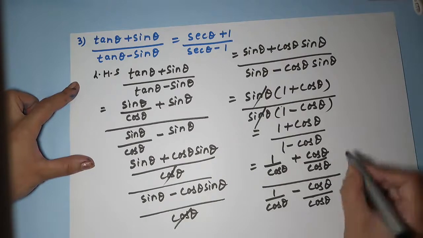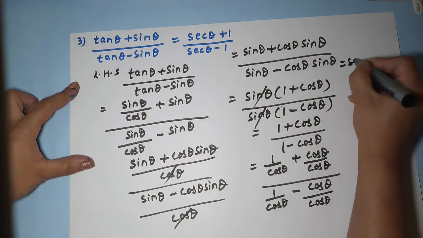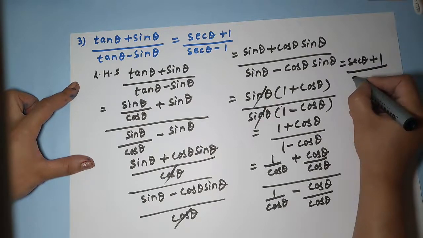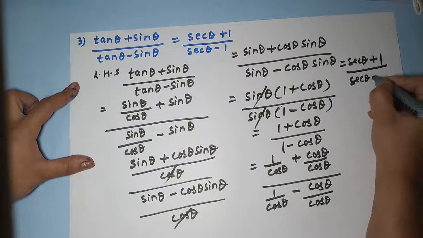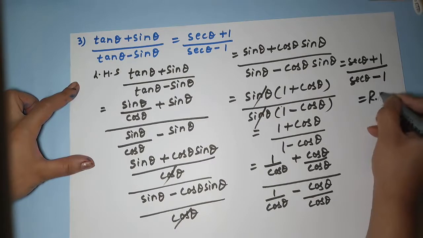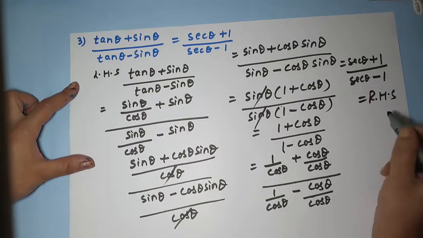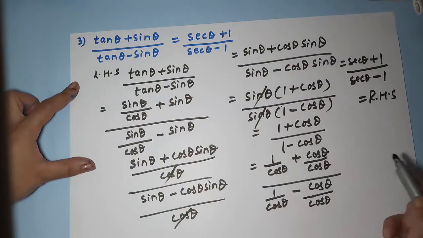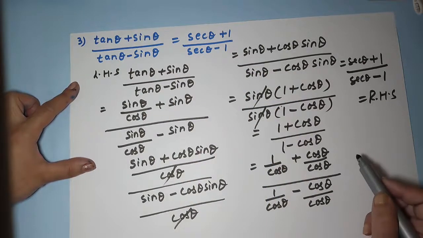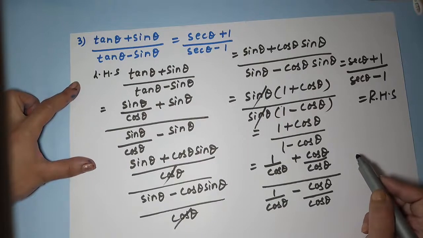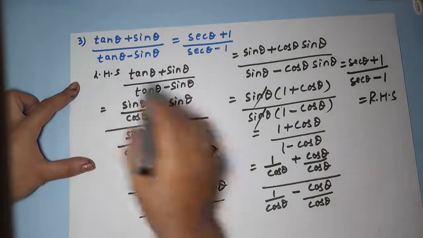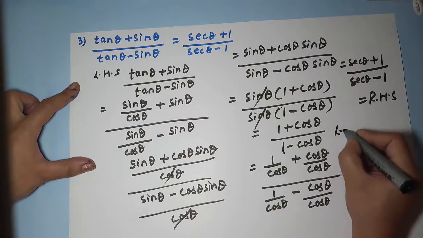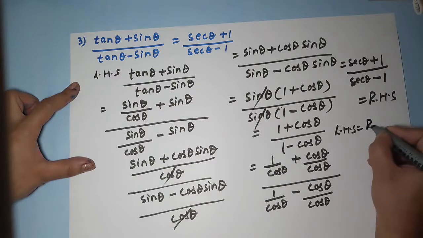So this will become 1 by cos theta is sec theta, cos theta by cos theta is 1, 1 by cos theta is sec theta minus 1. That is equal to my right hand side. That's how you have to see what you can do to the equation, resulting equation, so that it remains unaffected and at the same time you are able to prove your left hand side to the right hand side. So your left hand side is equal to right hand side.